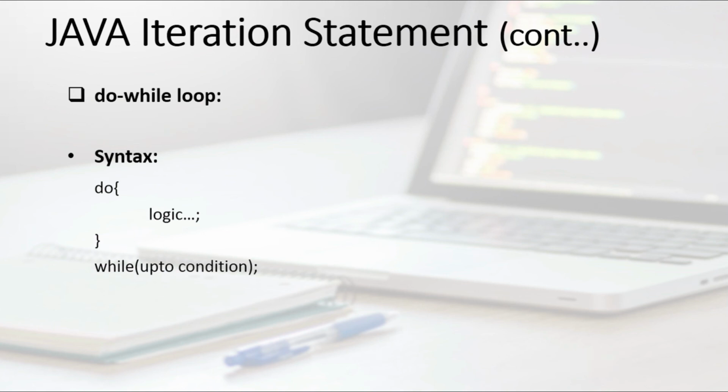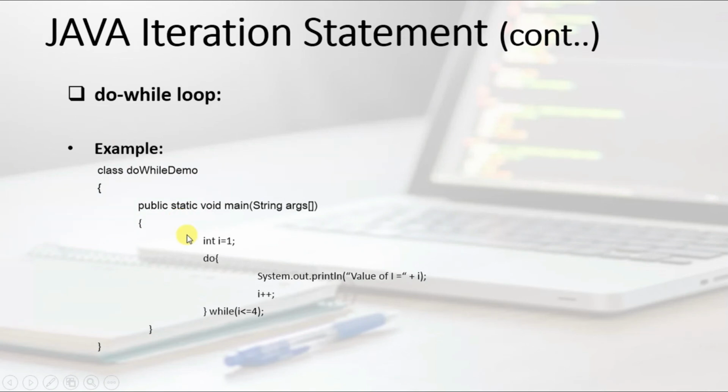As the syntax is shown in front of your screen, there is a do block. In the do block, there will be one logic, and at the last, while in brackets one condition is given. Means whether the condition is true or false, the logic is going to execute at once. Let's take an example. Here in this example, I have defined one variable as integer i is equal to 1. Now in the do block, I have written System.out.print, value of i is equal to plus i. That will be printed as 1, and then i plus plus.